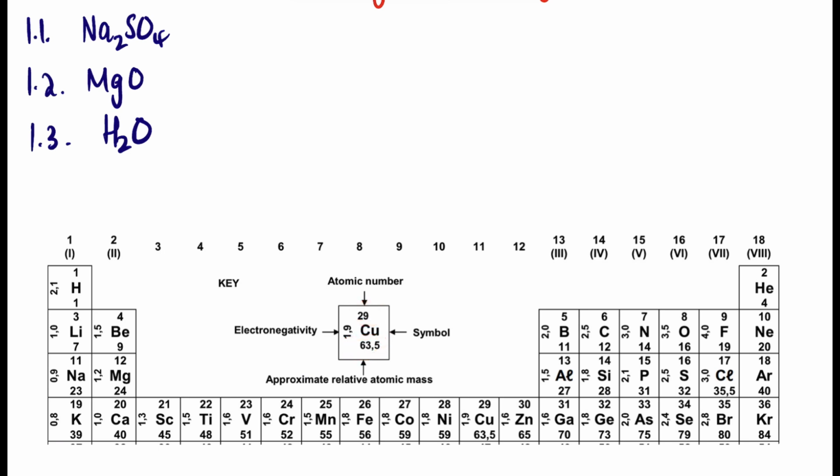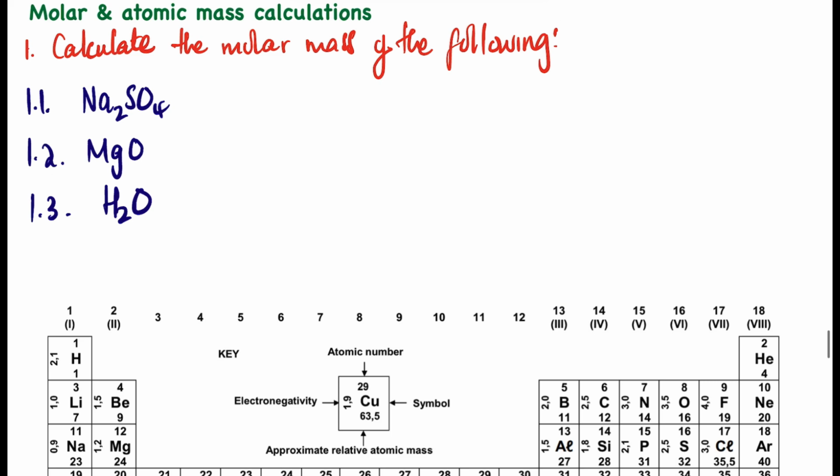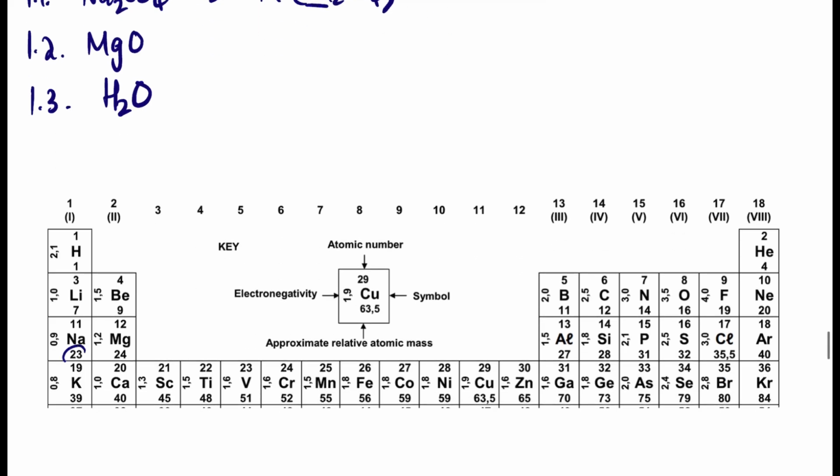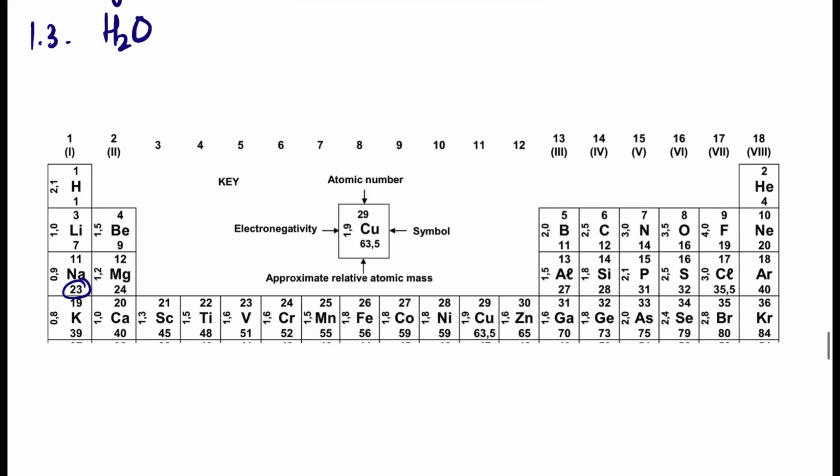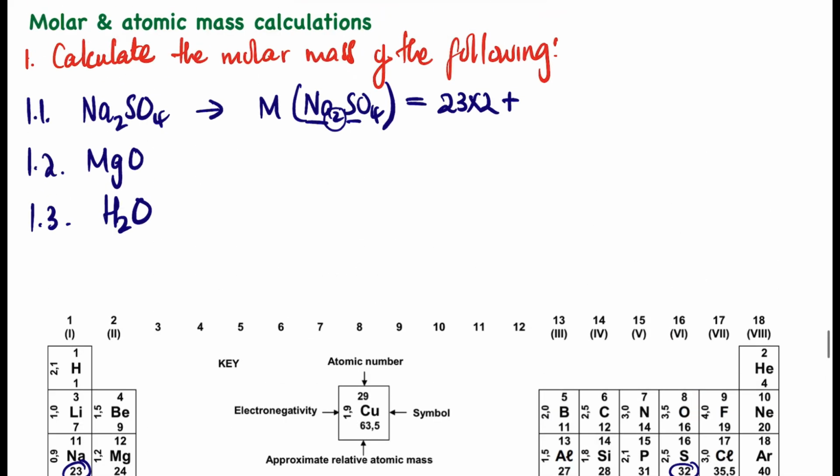So what we're going to do here, we're given the compound here. Calculating the molar mass of this compound, you say M, and then you put the compound in a bracket. The first one is sodium. Sodium in the periodic table is 23. And how many sodiums? There are two of them there. It's 23 times 2. And when you go to another one, you say plus. And then sulfur, you see sulfur is there. It's going to be 32. And how many sulfur? It's 1.